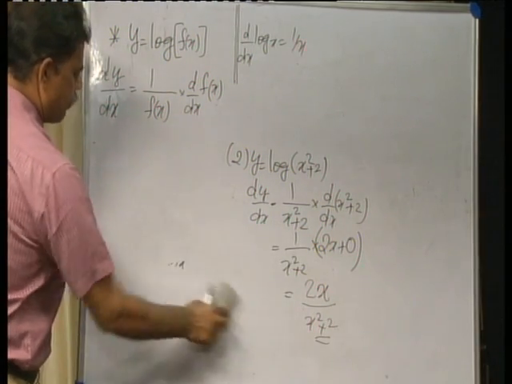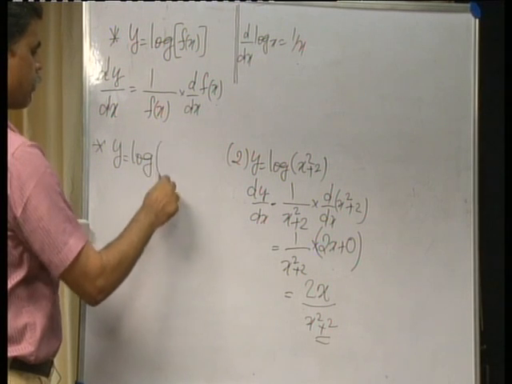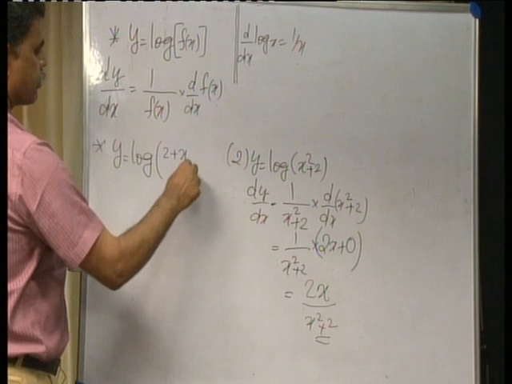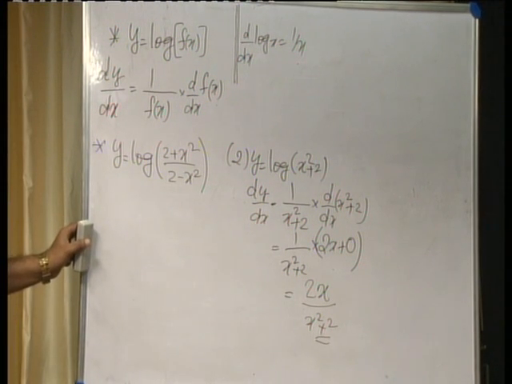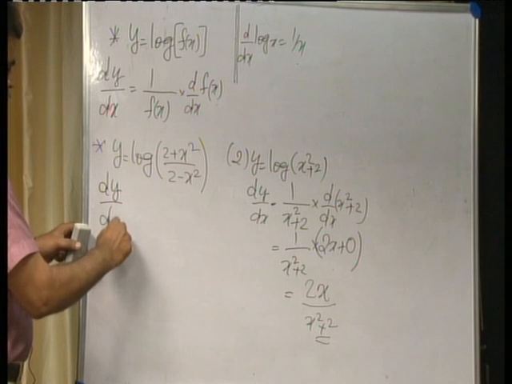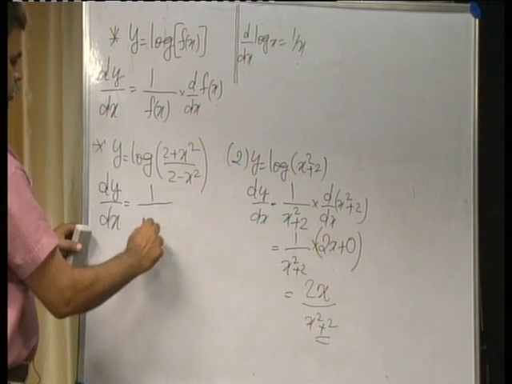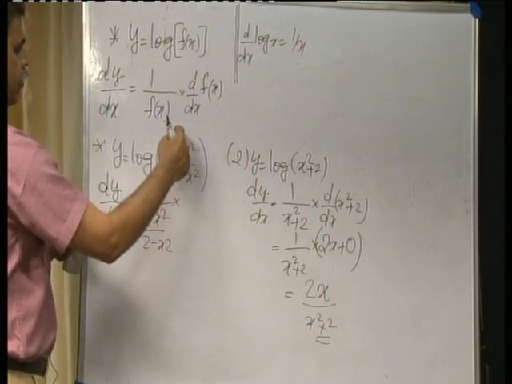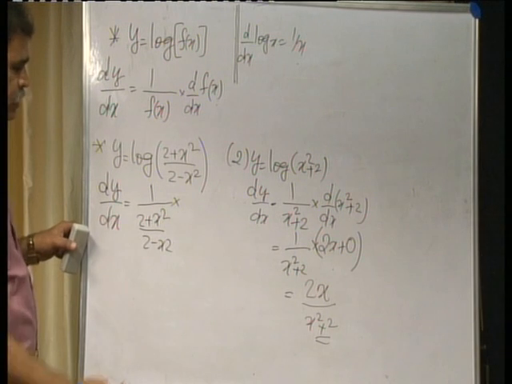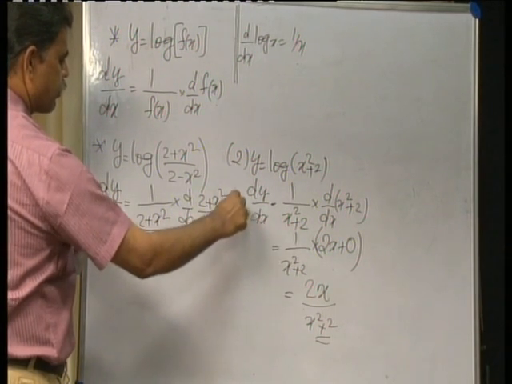Take another example, y is equal to log of 2 plus x square divided by 2 minus x square. Then dy by dx: the differentiation of log x is 1 by x. Here we have a log function whose derivative is 1 by the function, 2 plus x square divided by 2 minus x square, into d by dx of the function. The entire bracket is to be considered as the function. Therefore, we should write d by dx of 2 plus x square divided by 2 minus x square.